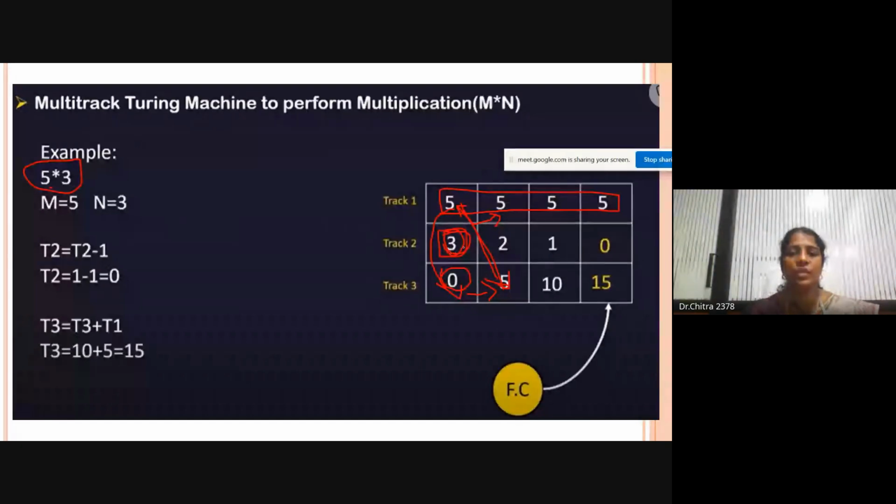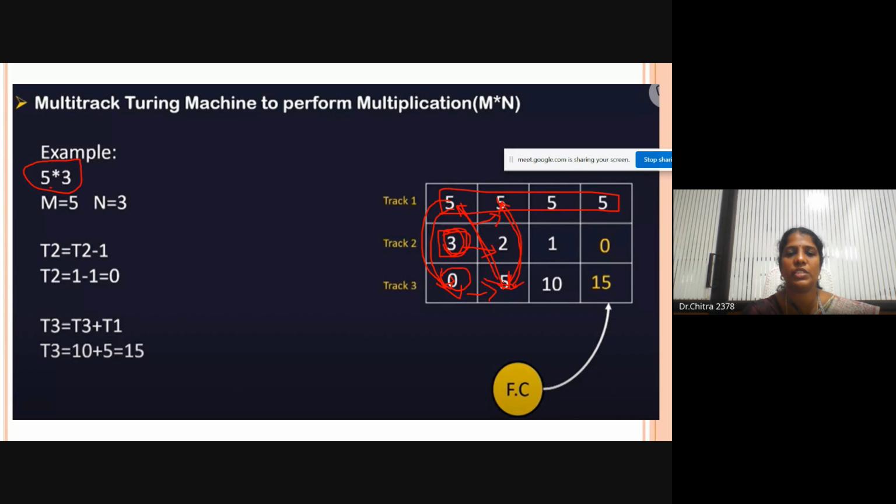Now track 2, 3 is decreased to 2. Okay, now it's decreased. Again, you add these two contents, because here also you added the first track contents as well as the third track content. These two contents are added and the second track content is decreased by 1. The same thing is repeated again and again. Again add these two tracks.